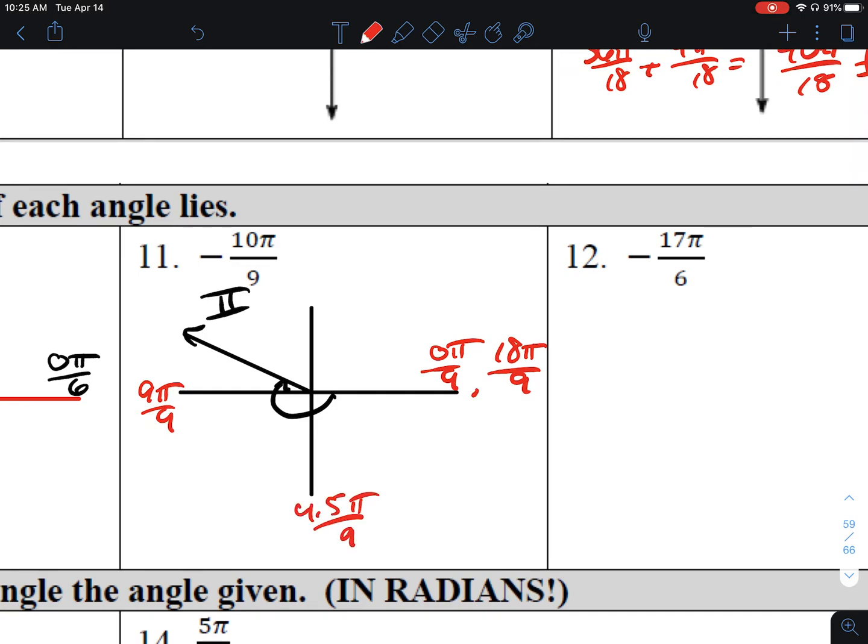And I've made a mistake here. This is the negative direction, so I should have negatives for these. My apologies. The numerator is decreasing by 4.5 each time, so we'd have negative 13.5 over 9 up here, pi. Negative 10 falls between negative 9 and negative 13.5, so we're in quadrant 2.